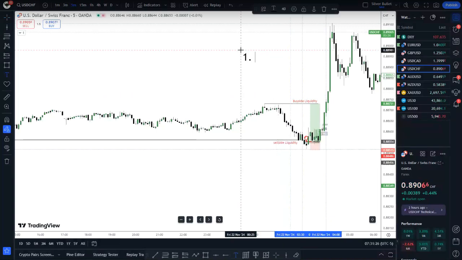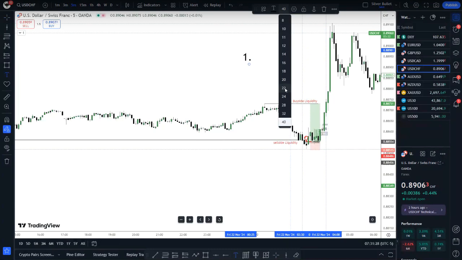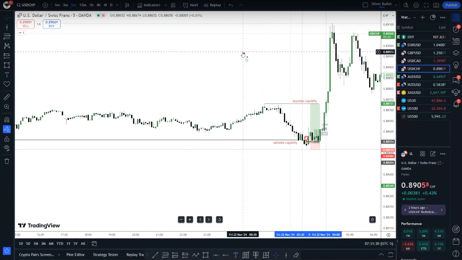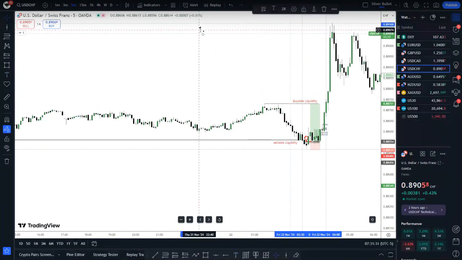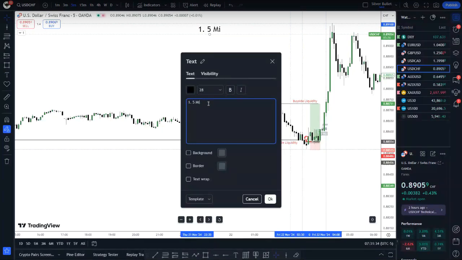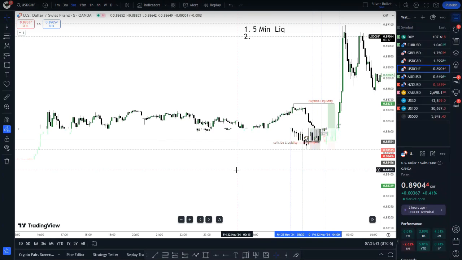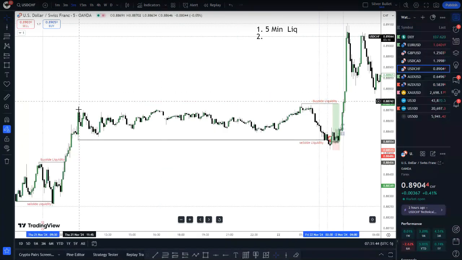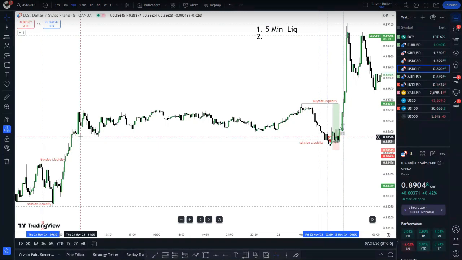Number one is that I always want to find the 5 minute liquidity sweep. That's the first step. In this case, we had this low on the 5 minute chart. And mind you, on my daily bias, remember the first session we did for the day, we did our daily bias. On USDCHF, I was bullish.